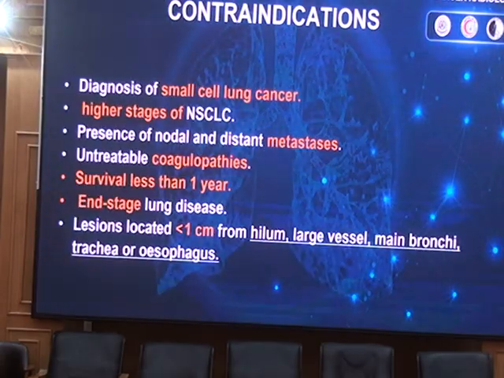Contraindications of percutaneous ablation include diagnosis of small cell lung cancer, higher stages of non-small cell lung cancer, presence of metastasis, untreatable coagulopathies, low survival, end-stage lung disease, and when lesions are near important structures like the hilum, large vessels, main bronchi, trachea, or esophagus.